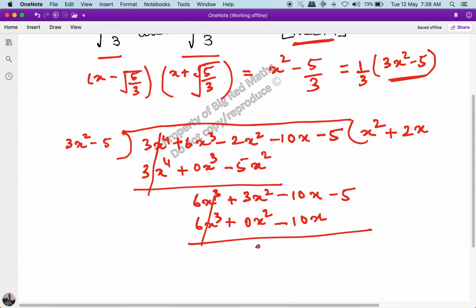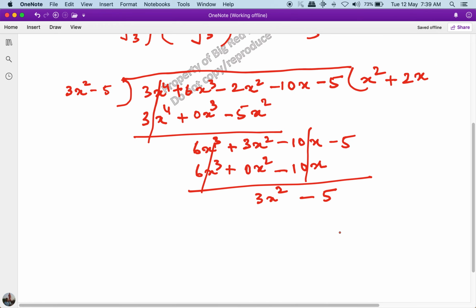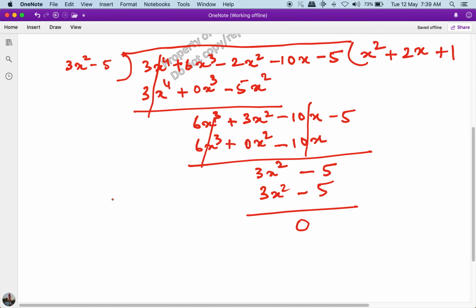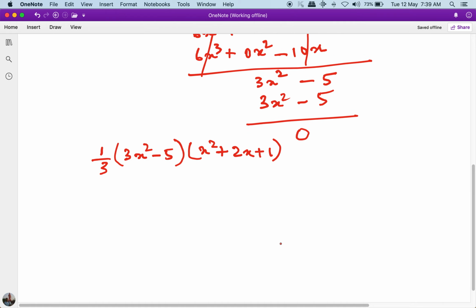This gets cancelled. This becomes 3x square, this gets cancelled, and the minus 5. Now you see 3x square minus 5, and I have 3x square remaining, so this becomes plus 1. So this will be 3x square minus 5. What remains is 0. So what I found is that the function f of x can actually be written as 1 upon 3 multiplied by 3x square minus 5 multiplied with x square plus 2x plus 1. This is what I can write the original f of x as.